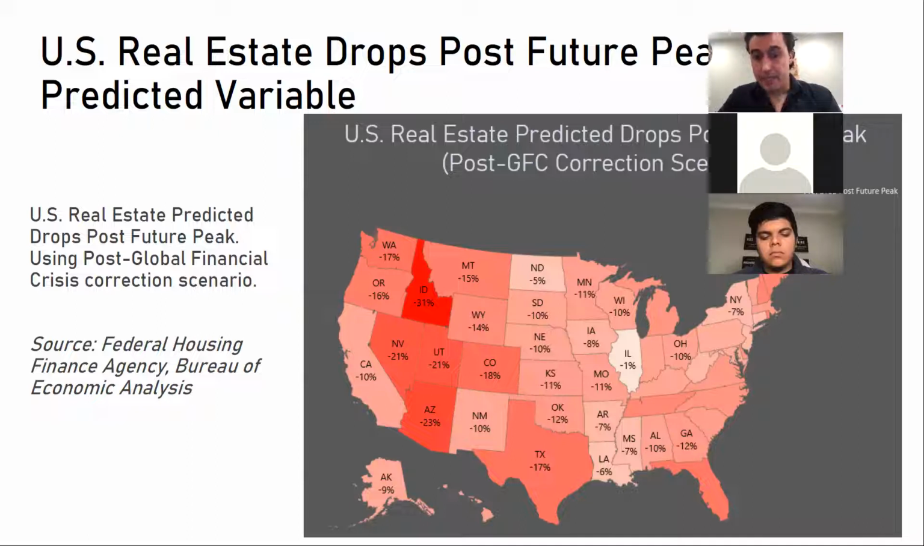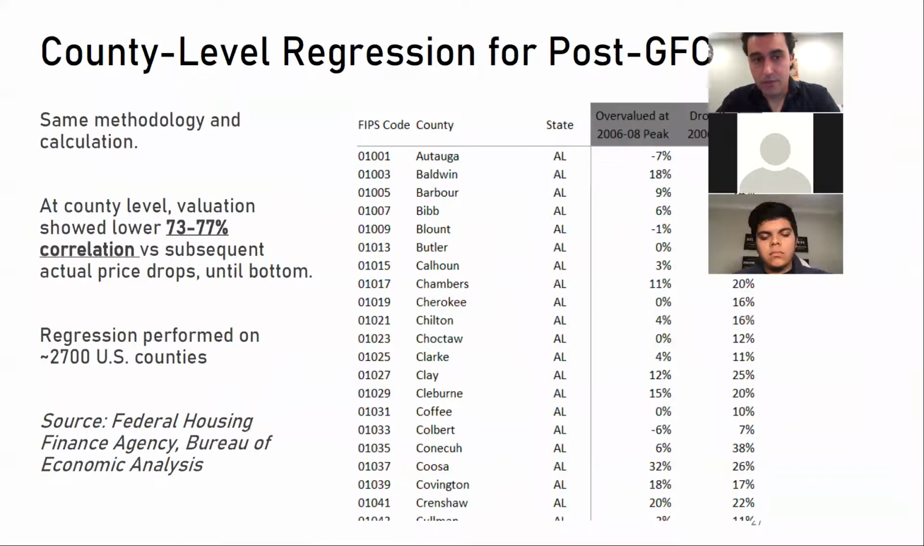So hopefully not. In the event there is a correction, we can safely say the global financial crisis is a pretty negative event. So it's pretty much the worst case scenario. So that's kind of the predicted drops in that scenario. So that's a county level regression for the same.